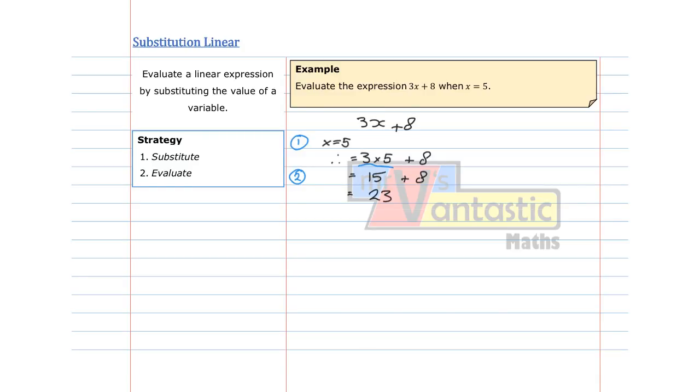Now, if this is part of an exam question, you can always do the evaluating stage all in one step, simply by using your calculator. And that is how we can evaluate a linear expression by substituting.